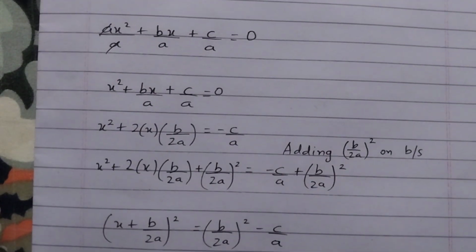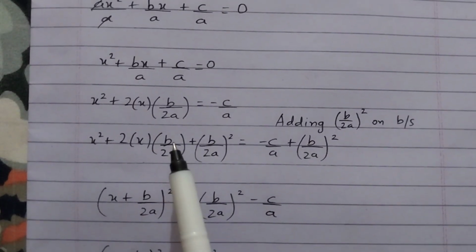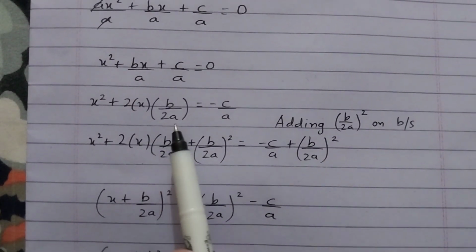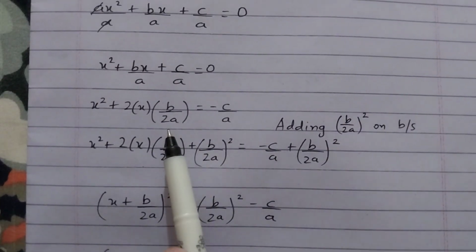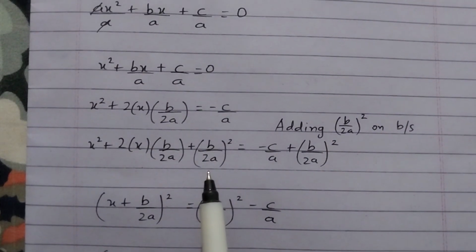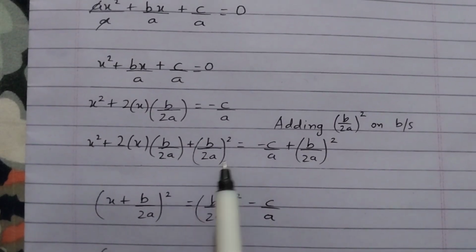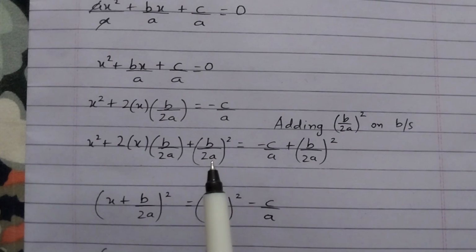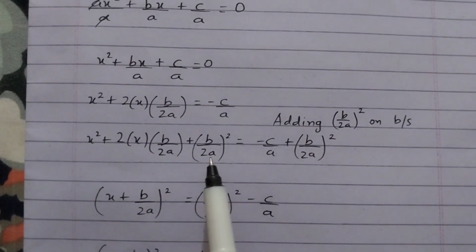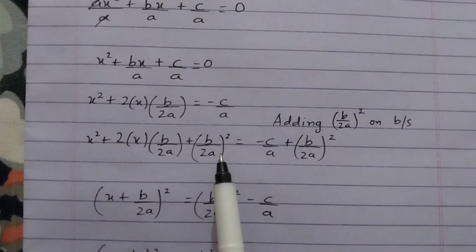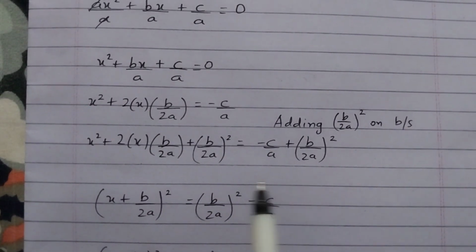And we need to complete the formula on the left hand side, so we need to add this b squared term on the left hand side, b over 2a whole squared. And this is an equation, we can't just write this b squared term on the left hand side, we need to make this equal. So if we are adding b over 2a whole squared on the left side, we also need to add it on the right hand side.